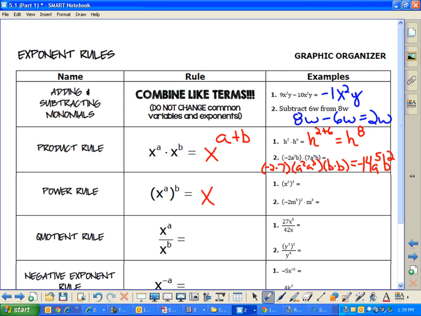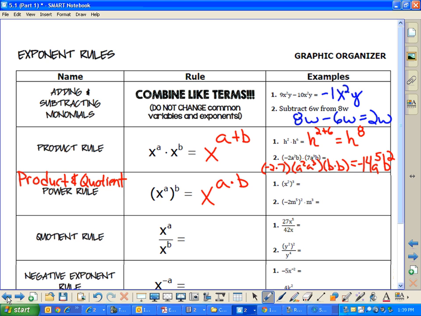So from that type of problem, we get our power rule. Our power rule says that if you have x to the power of a inside a set of parentheses and then that's raised to the power of b, you're actually allowed to multiply the a times the b. We actually have the power rule for two types of problems. You can apply the power rule to a product, and you could apply the power rule to a quotient.